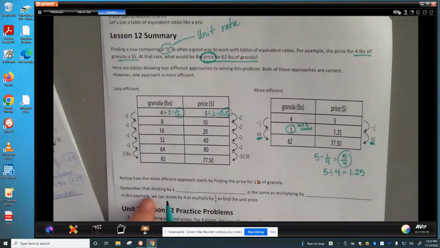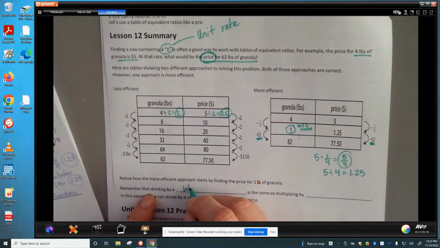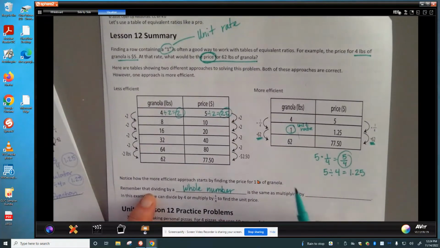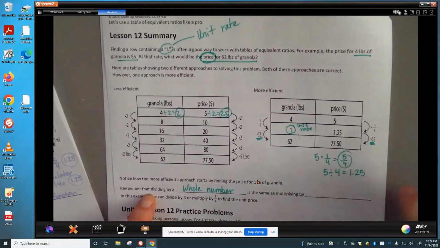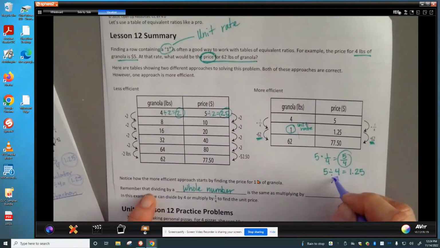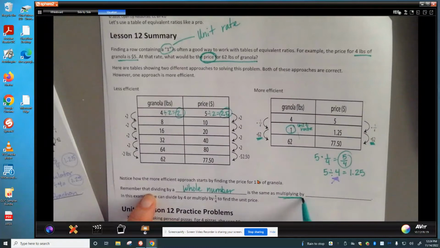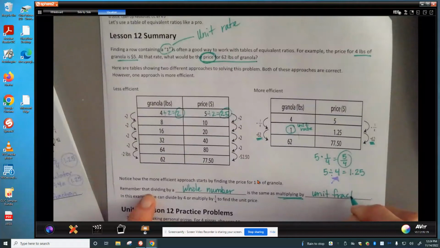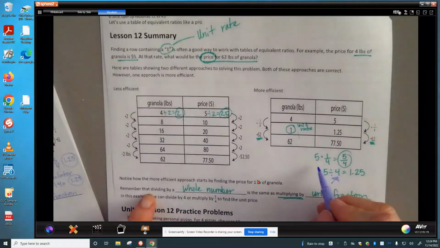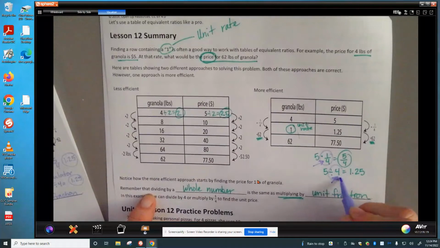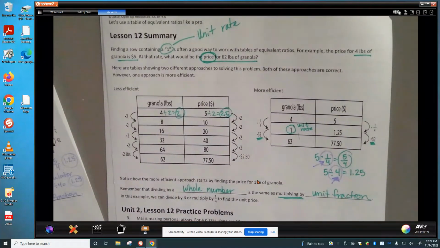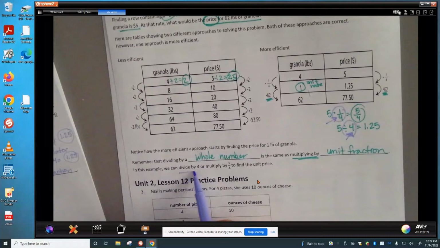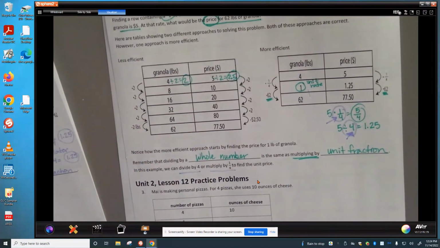So remember, when you are dividing by a whole number, for example, if we wanted to divide by 4, it is the same as multiplying by the unit fraction, which is 1/4. All right, and they're giving you the same example. Divide by 4, multiply by 1/4. So you're going to do these problems.